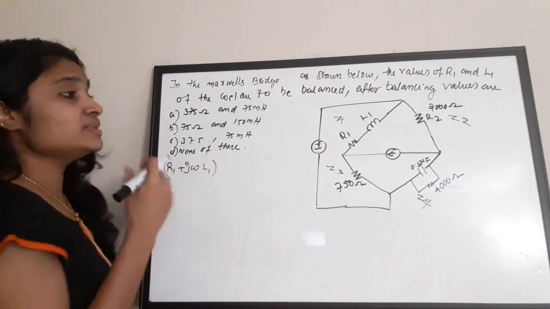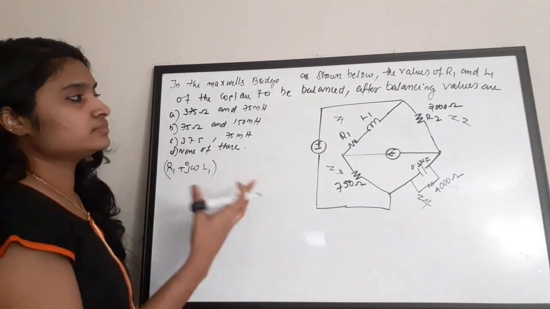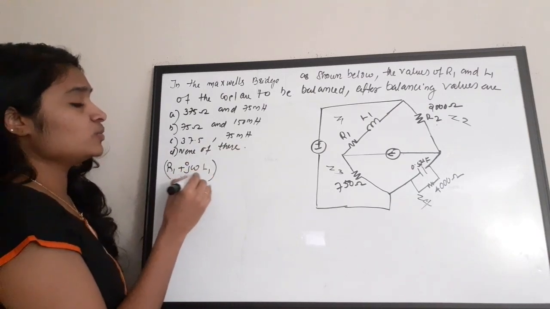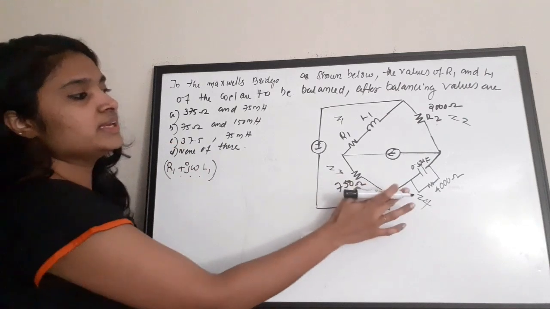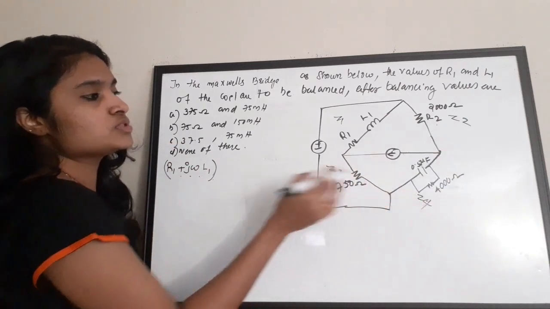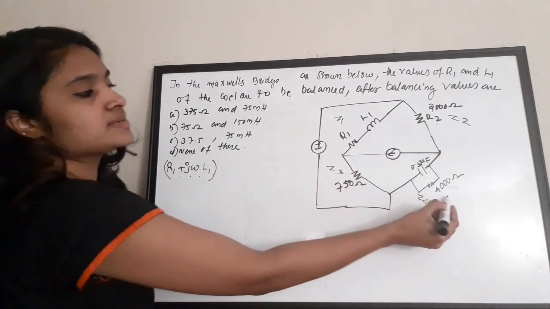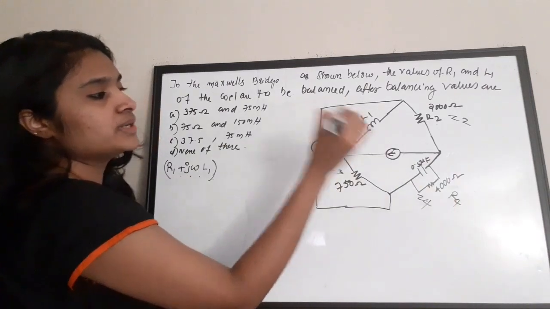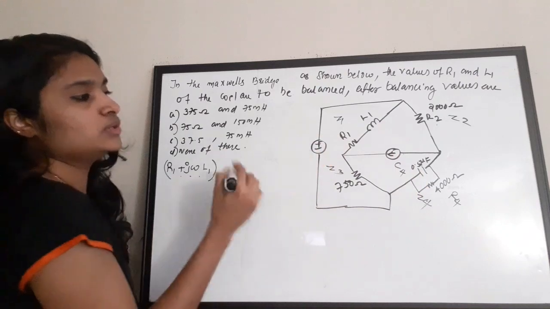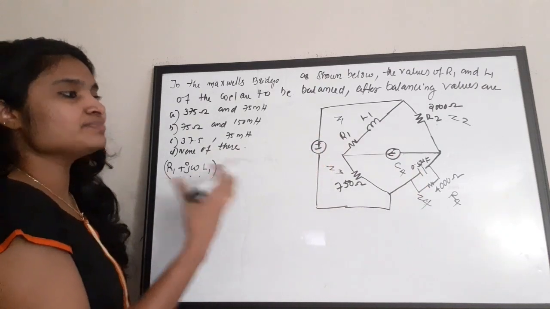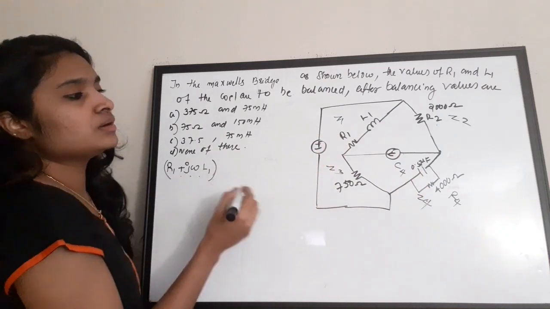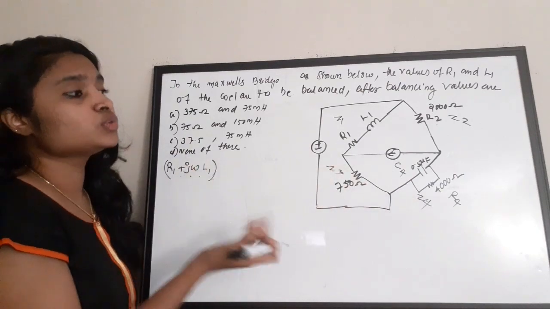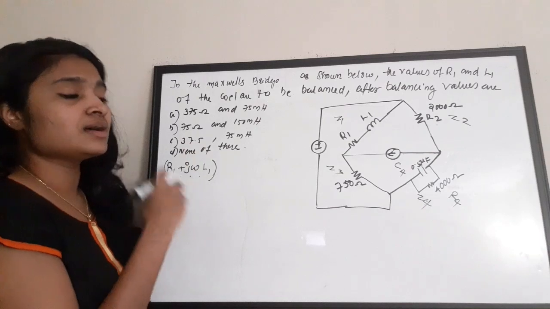So this is a little bit difficult question. Please listen carefully. R1 plus j omega L1 into Z4. It consists of this resistance 4000, which I'm going to call R4, and this I'm going to call C4, for the simplicity of the equation. In which connection are they connected? Parallel connection.